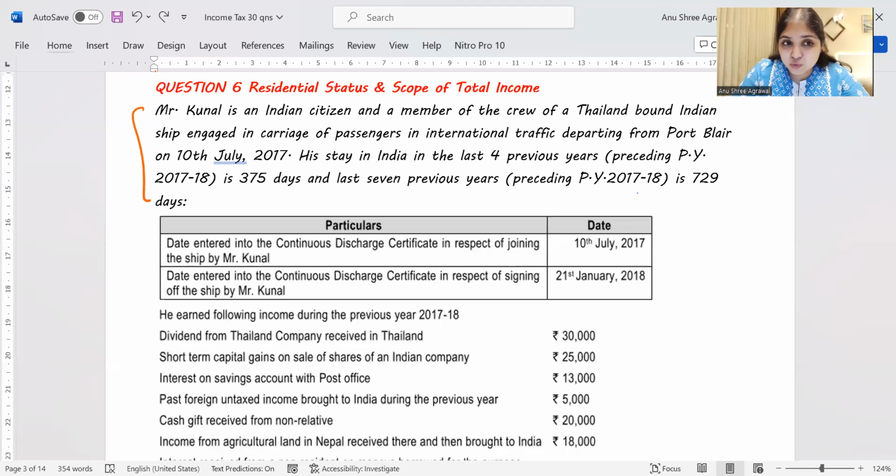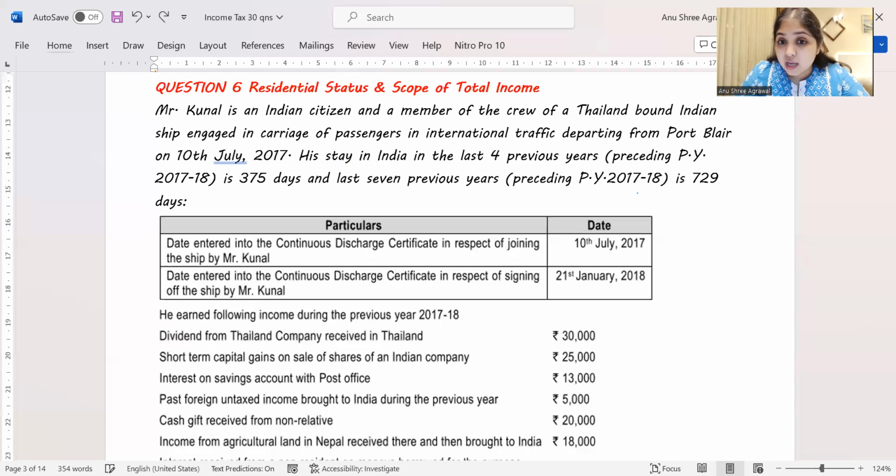Let us read this first. What does it say? It says Mr. Kunal is an Indian citizen and he's a member of the crew of a Thailand-bound Indian ship engaged in carriage of passengers in international traffic departing from Port Blair on 10th July 2017.